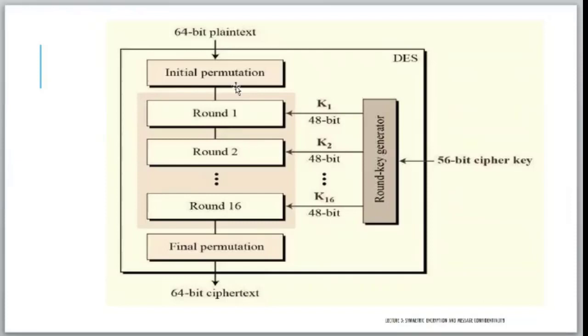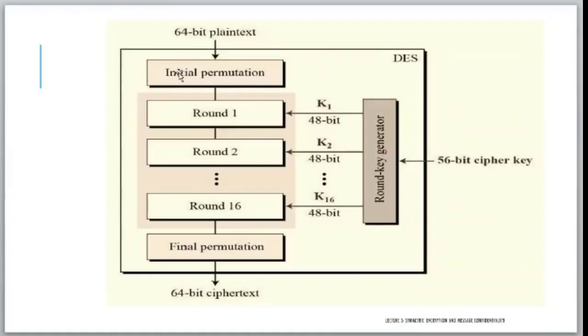First bit will go to some place, second bit will go to some other place. I'm telling an example: first bit will go to the 30th place, second bit will go to the 15th place, third bit will go to the 64th place, fourth bit will go to the second position. So they change the position of the bits. That is called the initial permutation.